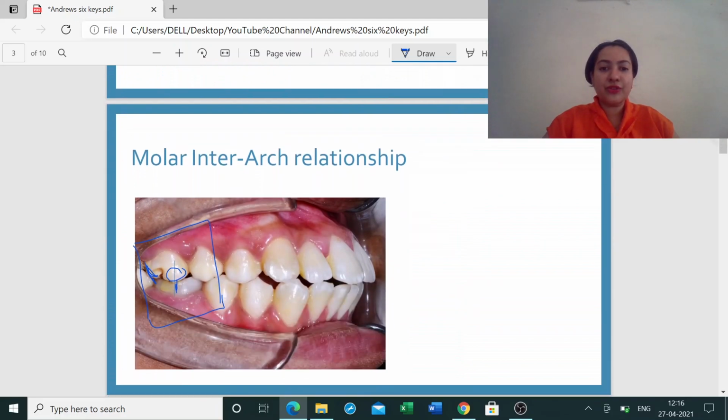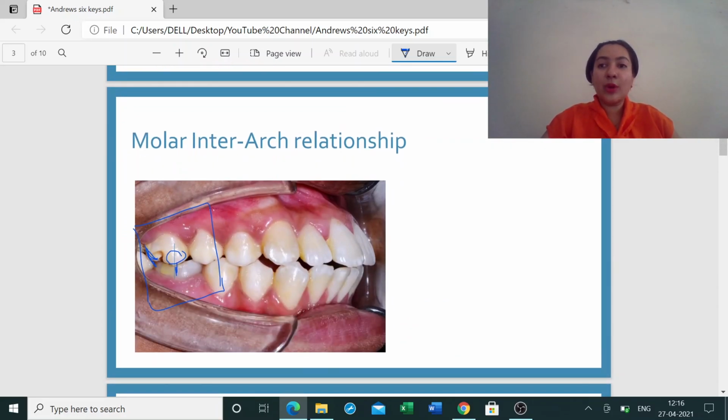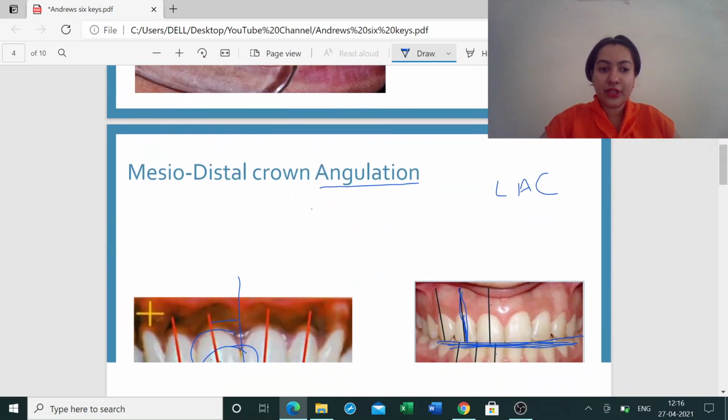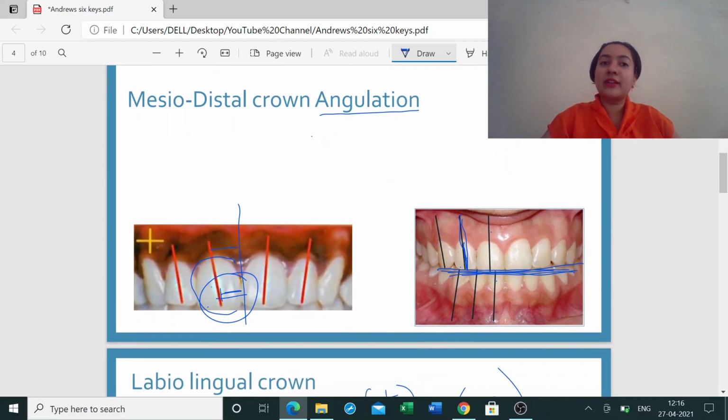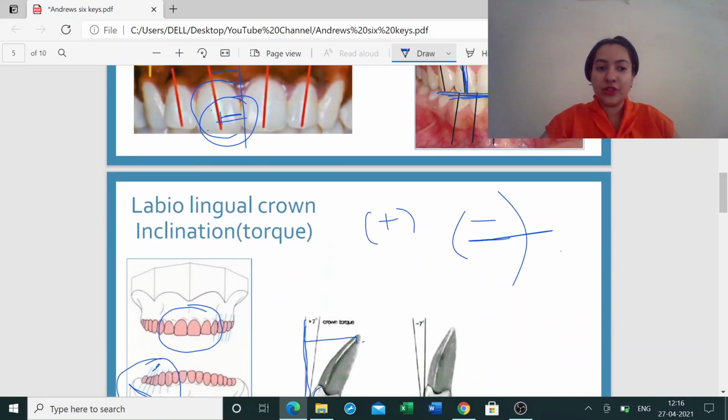First is molar interarch relationship, where he told about class 1 relation, where we consider the mesiobuccal cusp, the mesiolingual cusp, as well as the distal marginal ridge. Next was mesiodistal crown angulation. It is done by drawing a line through the long axis of the crown, and a perpendicular line is drawn to the occlusal plane, and then we know how much it is.